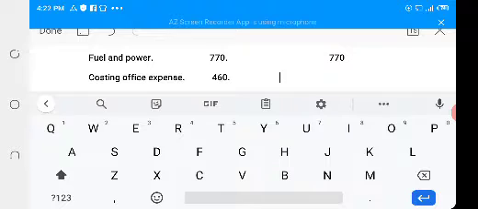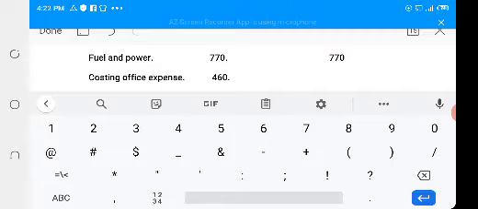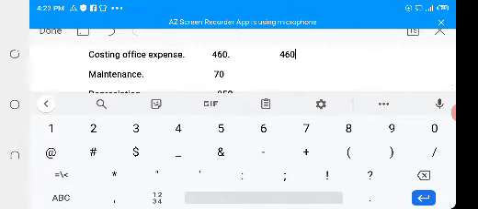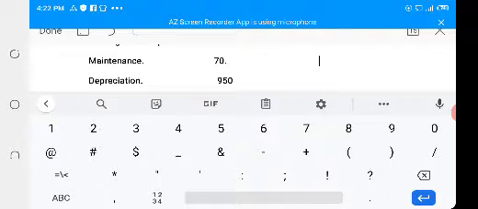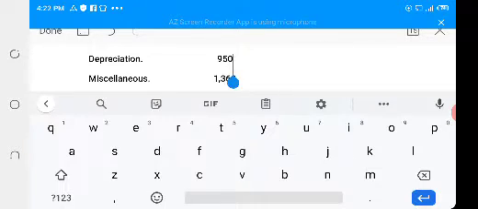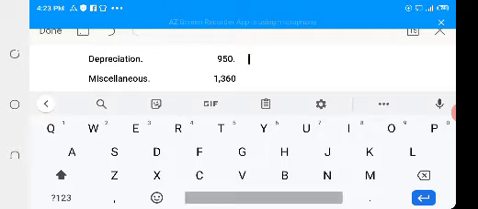The next thing is office expenses. Office expenses is a fixed cost because it's a cost incurred in the office. Admin expenses. Maintenance. I would say maintenance is a variable cost in the sense that your maintenance is the cost you incurred in maintaining your production. So it's a variable cost.